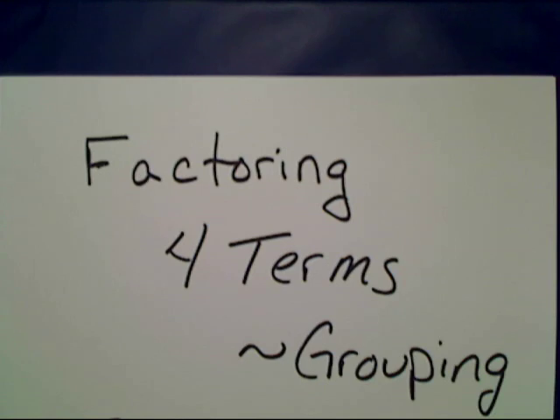When factoring, the first thing I always look for is the greatest common factor. After that, we count how many terms. If we have 4 terms, then the method that we are going to use to factor that polynomial is a concept called grouping. Here's an example.